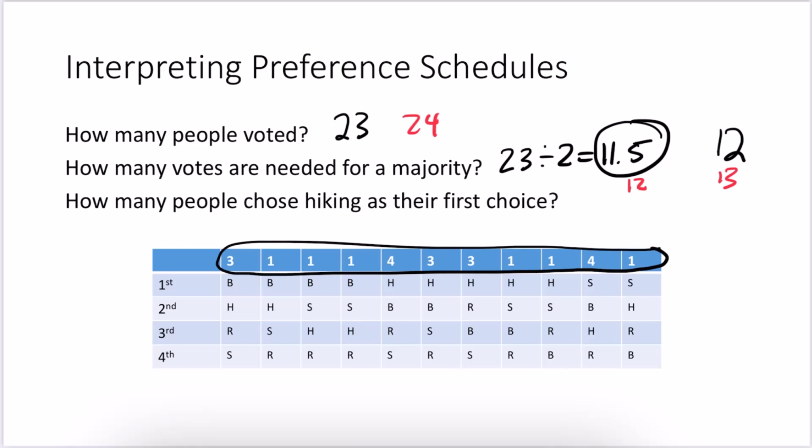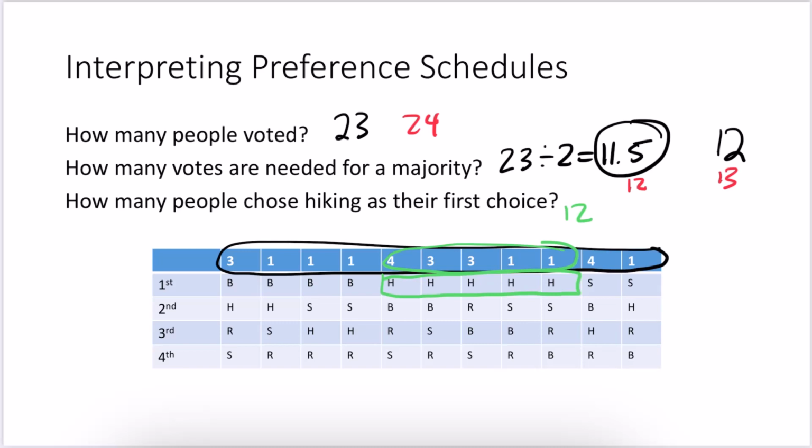You can also look at other things, like, for example, how many people chose hiking as their first choice. H stands for hiking in this preference schedule. If we wanted to do that, that's basically all of the votes that have hiking in the first choice box. To figure out the number of people who chose hiking as their first choice, you would just add these numbers together, and I believe that would give you the number 12 in this case. So that's how you can interpret preference schedules.